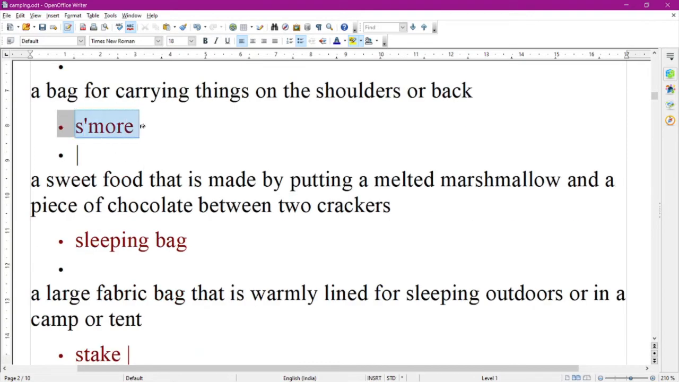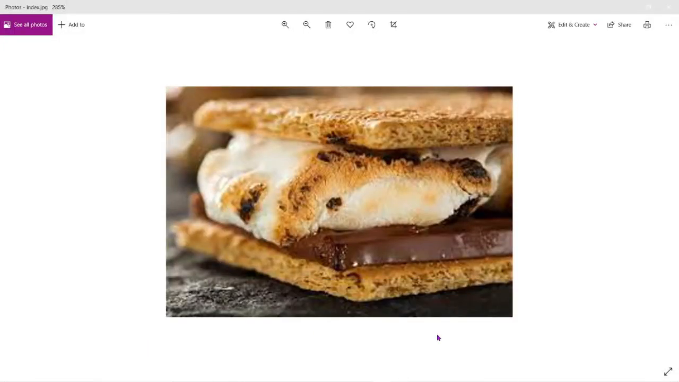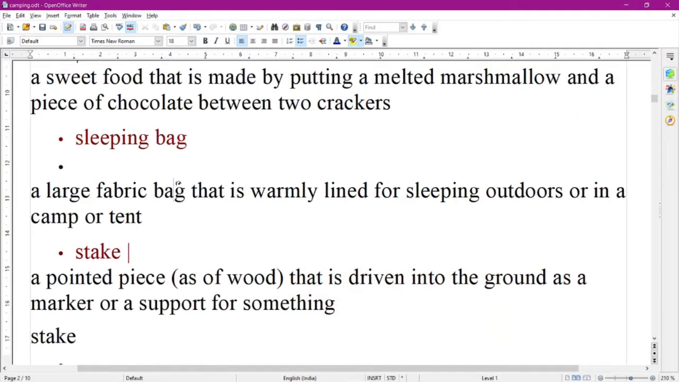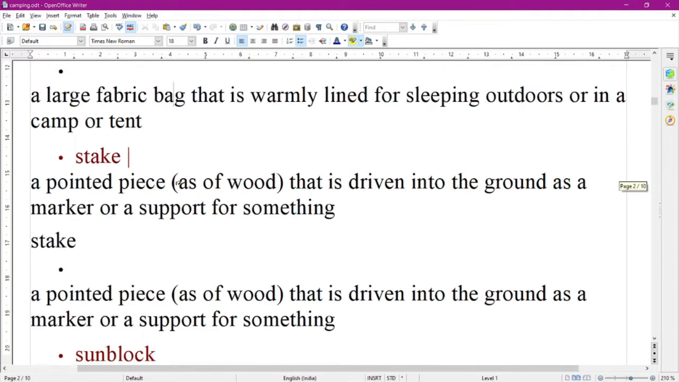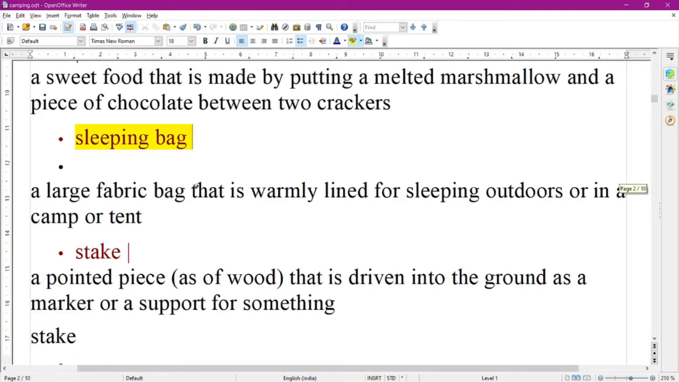Previously I showed a food that is known as s'more. It's quite famous. Now next is the sleeping bag. You can have a comfortable, thick mattress also. Mostly people prefer sleeping bags that are water resistant, waterproof. Tent.